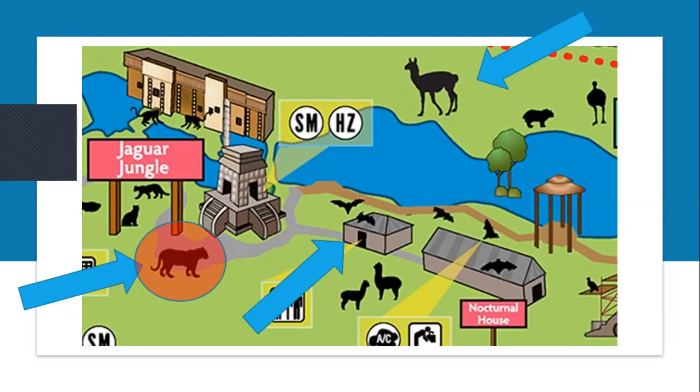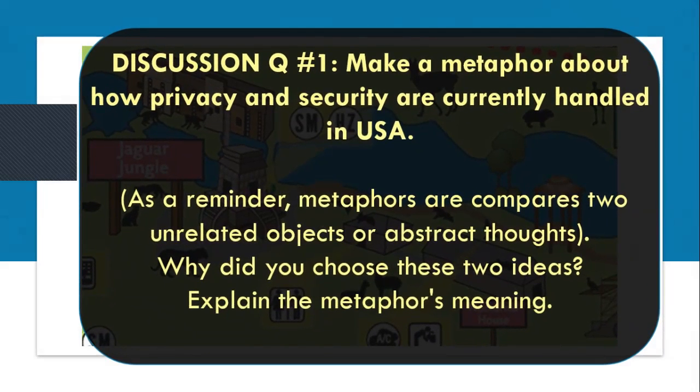So I'm taking the zoo metaphor pretty far, because for us to understand some abstract regulation and security privacy laws, it helps to put it in more understandable terms. So here's what I want to do for the first discussion question. Make your own metaphor about how privacy and security are currently handled in the US. As a reminder, metaphors are comparisons between two unrelated objects or abstract thoughts. Why did you choose these two ideas, and then explain this metaphor's meaning? So if you pick something similar to a zoo, what does that actually look like? And how do you then see privacy and security in this example?